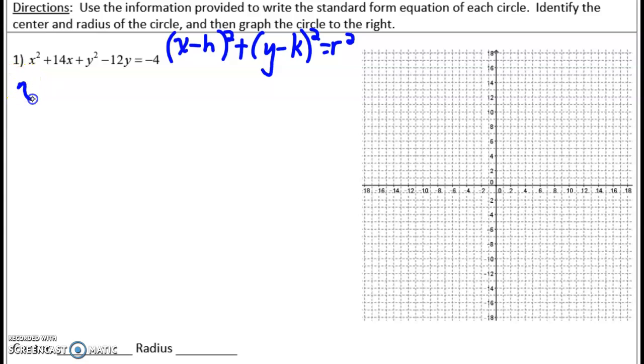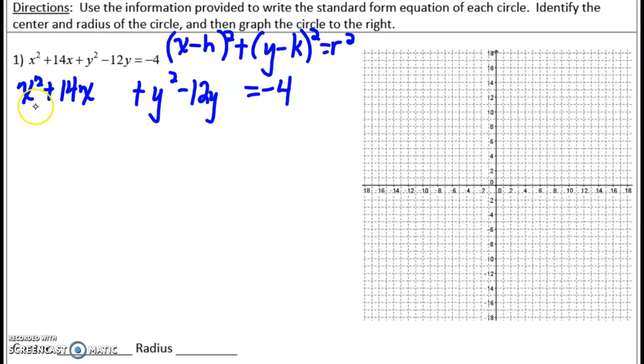So we want to start with x squared plus 14x, and then I want you to leave a space. y squared minus 12y, leave a little bit of a space, and then you have your -4. This is an equation, so what you do to the left, you want to do to the right. What I had talked about in the previous slide is we want to make this into a binomial squared. To do that, we take half of 14, which is 7, and we square it. So we're going to add 49. And if we add 49 to this side, we have to add it to the right side as well.